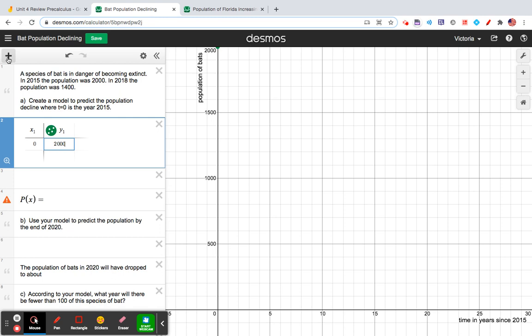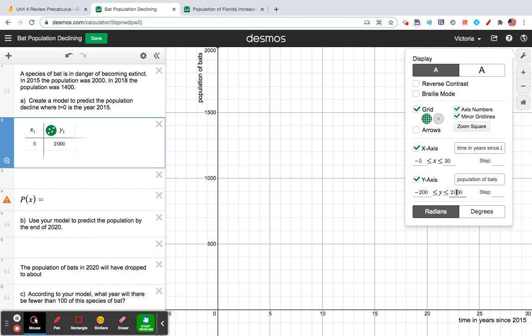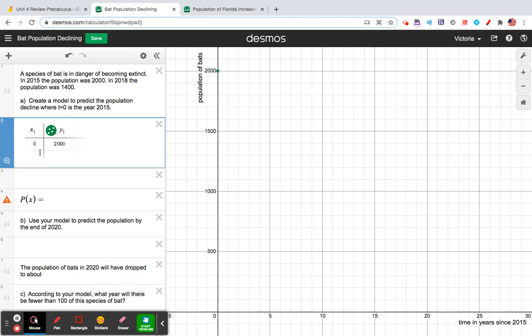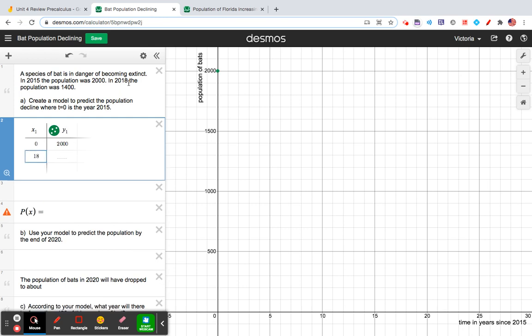And how I added a table was just add a table. And when you do, it will give you this x subscript 1, y subscript 1 that automatically comes into play. So that's up there. And I think I want to change my graph so I can see that ordered pair a little bit more. I'll just make this a little higher. Okay, great. Now my second ordered pair is going to be 3, because it's 2018. So that's 3 years past 2015. And the population is going to be 1,400.